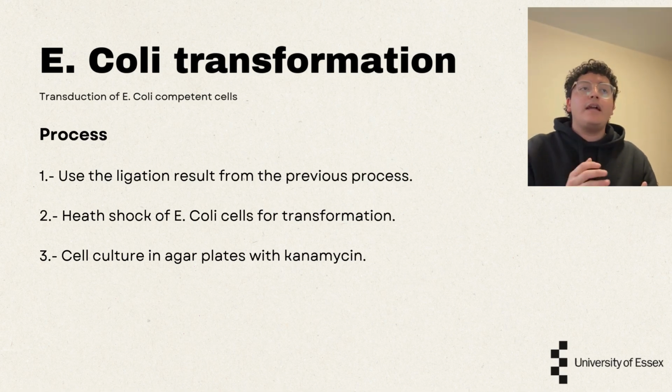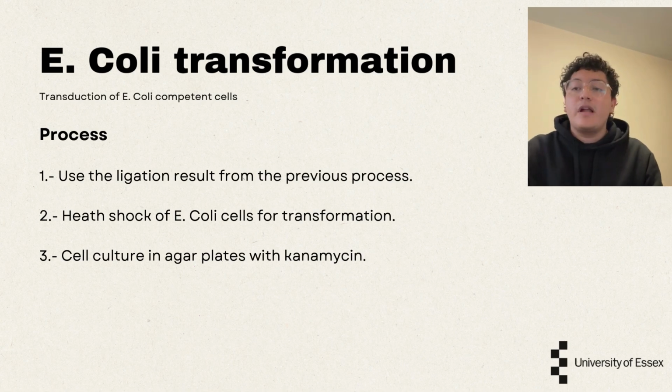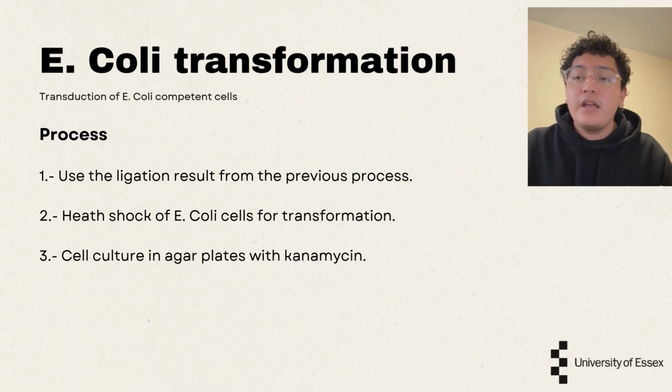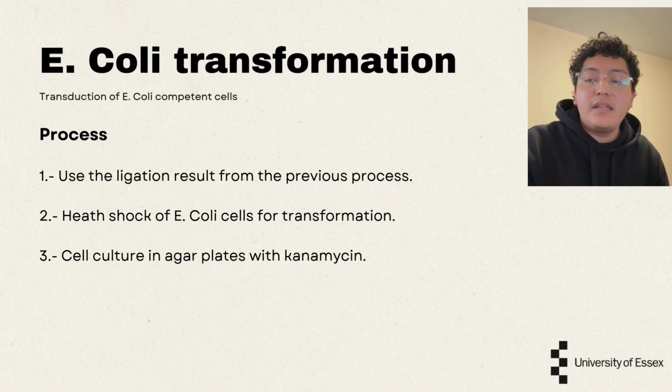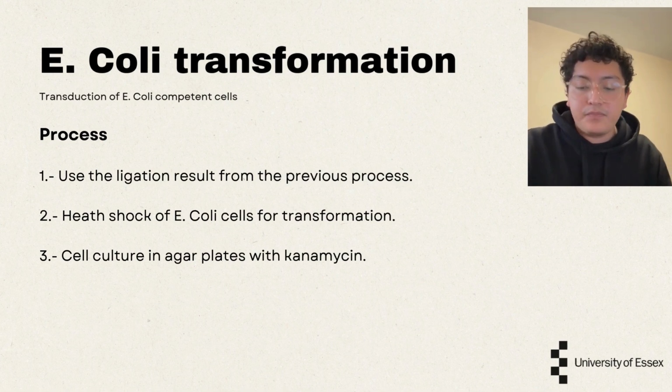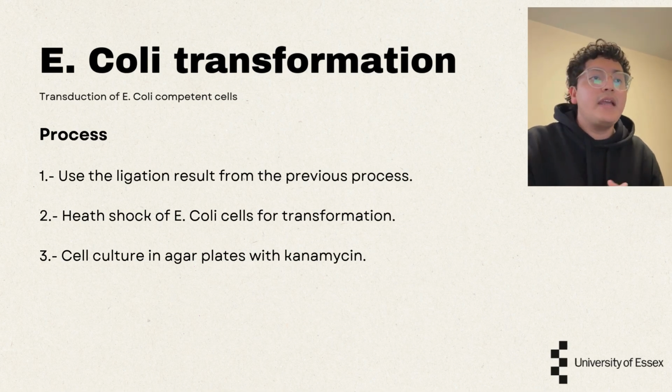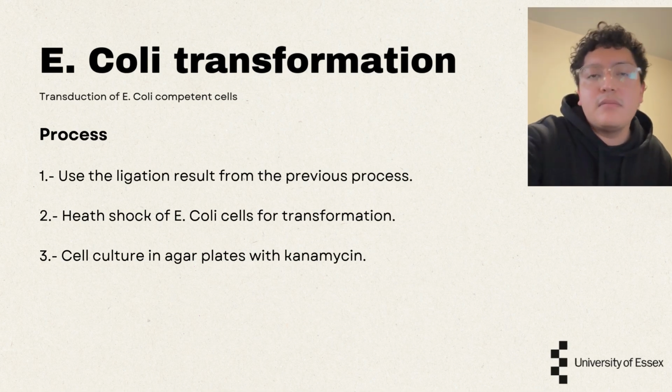To perform an E. coli transformation, a transduction of E. coli competent cells, we have to do another 3 steps. The first one is to incubate the ligation product, the result of our previous steps. The second one is to perform a heat shock of E. coli cells for transformation. This is done maintaining them on ice and then at 42 degrees Celsius for 30 seconds. And the third one is to culture them in agar plates with kanamycin.